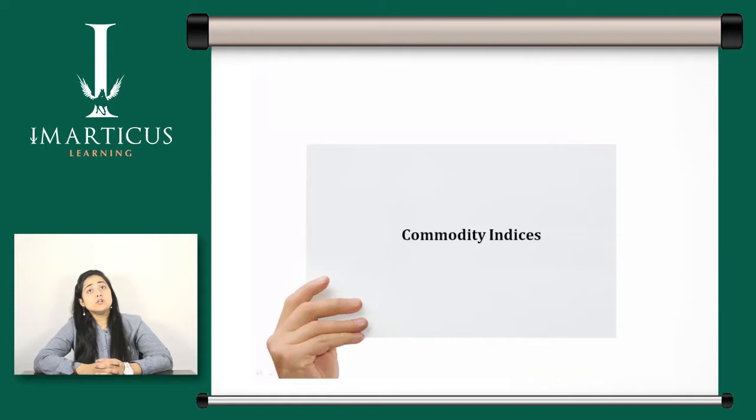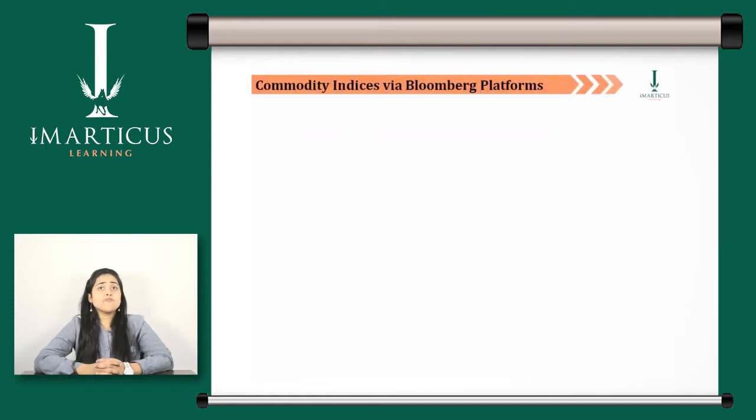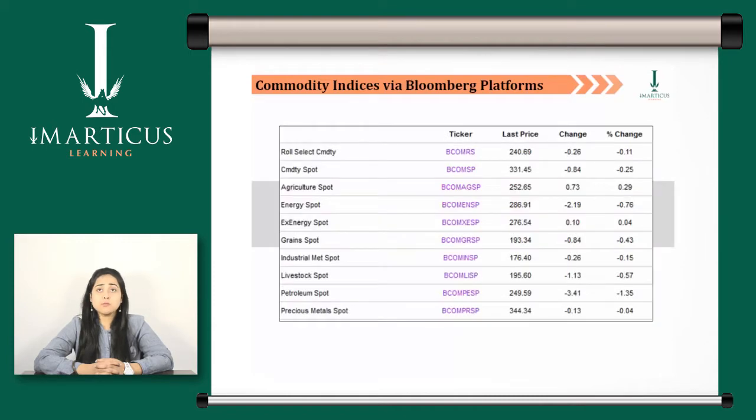Let us move on to the commodity indices. Here are a few examples of some commodity indices traded via Bloomberg platforms shown on screen. They include Roll Select Commodity, Commodity Spot, Agriculture Spot, and so on. You can also see the last price, change, and percentage of change for each index based on the ticker provided. The most popular indices in the world are explained next.